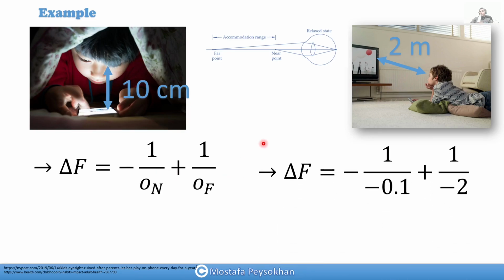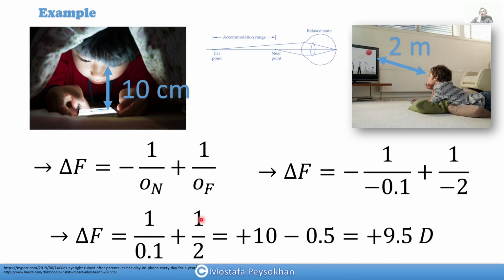Now, as I said, this side of the lens is negative, so negative 1 over O_n. For optical power, diopter is 1 over meter, so you should change all the units to meters. Here is 10 centimeters, 0.1, so we put negative 1 over 0.1, plus 1 over, because that's on the same side of the lens, negative 2. So at the end, the negatives cancel each other. We have 1 over 0.1, and actually it should be a negative sign here. So we have plus 10 minus 0.5, which is plus 9.5 diopter.